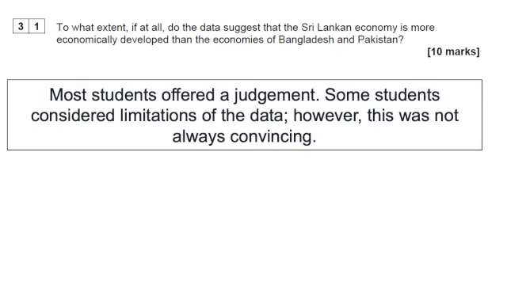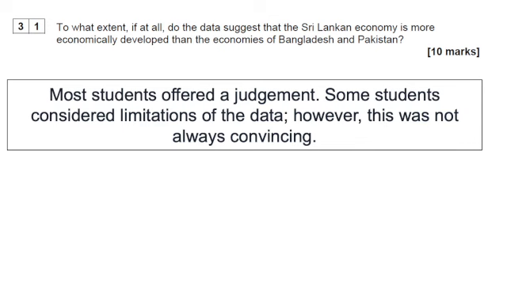So, what's important with this 10 marker is that you offer a judgment. For those students who didn't offer a judgment, it was impossible to get into level 3. And often, if they failed to give a judgment, they were probably at the low end of level 2 at best. Now, if you considered a limitation of the data, that is going to help you to get into level 3, which is the highest level on this question. But the limitation has to be convincing.